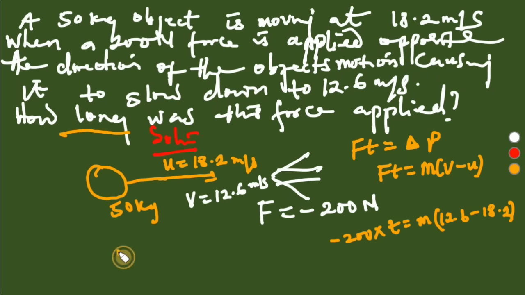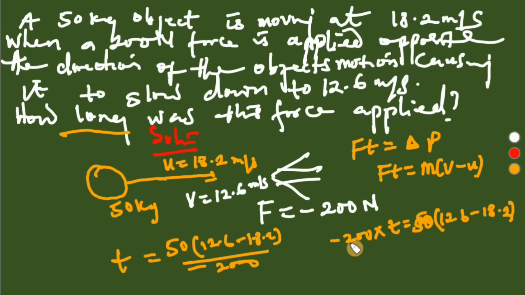If we make t the subject of the formula, of course the mass is given as 50 kg, so we have 50 times the bracket 12.6 minus 18.2, upon minus 200. You see that the mass m is given in kg, so we don't need to do conversion. The mass is in its SI unit. If we do this math, we now have that the time equals 1.4 seconds.